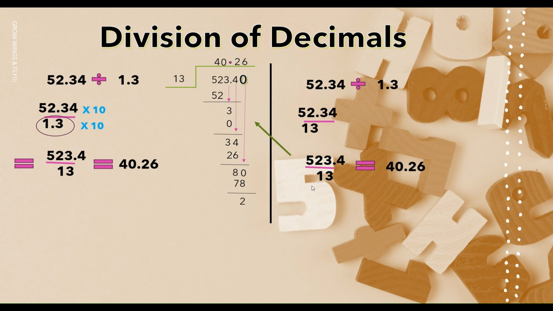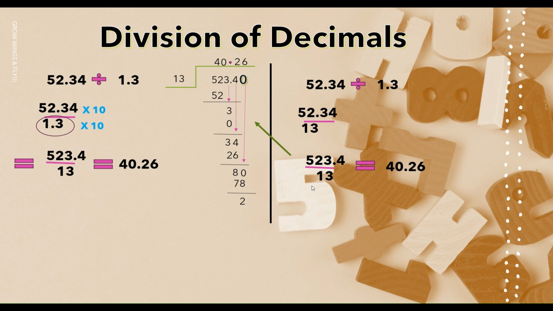The next number is 3. We bring it down for the next step. 3 will not go in 13, so we do 13 times 0. After we put a 0 on the top, we place the decimal point as there is a decimal point after 3 in the question. The next number is 4. We bring the 4 down. Now we have 34 to deal with.